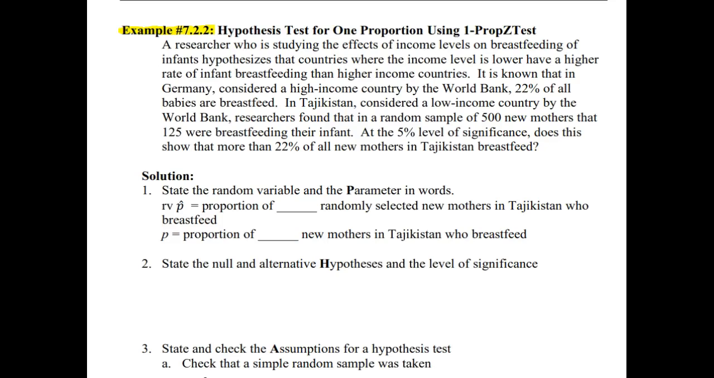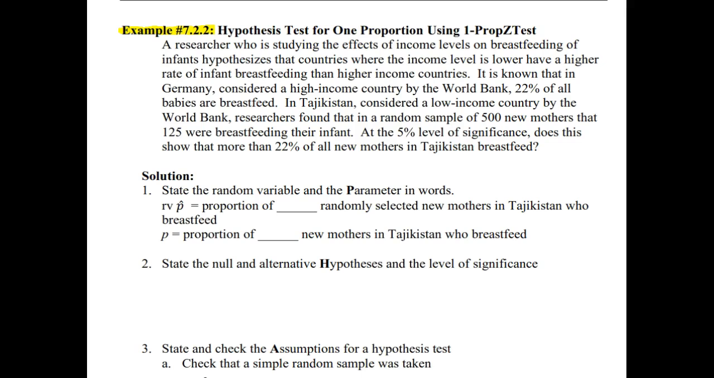So example 7.2.2. Another hypothesis test for one proportion using a one prop z-test. Okay, so some of you, after looking at or listening to the last example, maybe that made complete sense. So maybe you might want to just pause the video and see if you can work through this example on your own, and then play back through the video to make sure that you are correct.